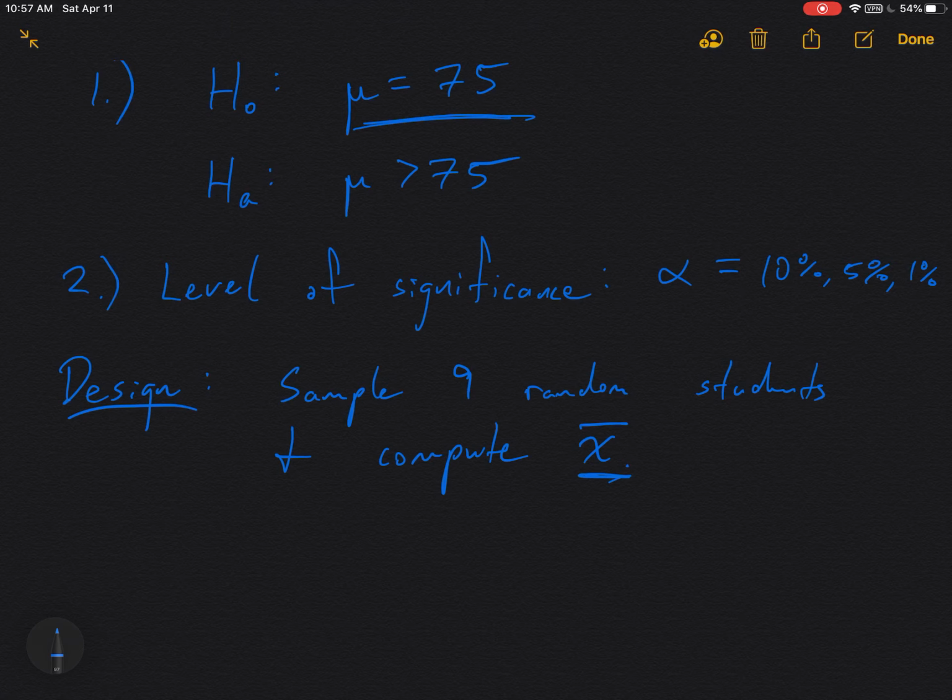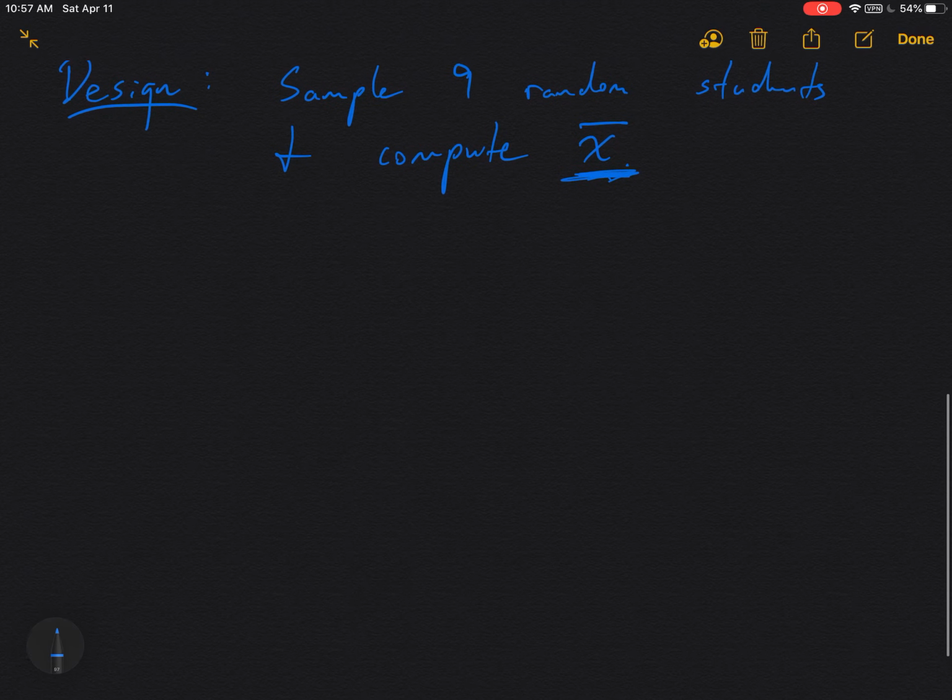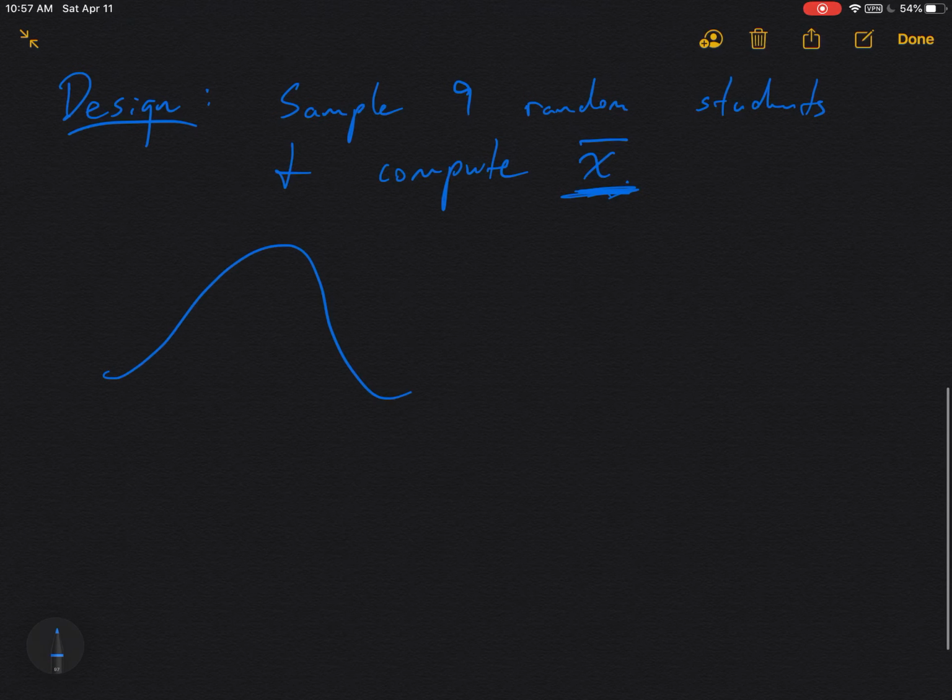And then we want to compare this X bar value to the claimed mean. So the teacher claims that the average should be 75. We would expect X bar to also be close to 75 if the teacher's telling the truth. Okay, so here's sort of the picture that we're going to be going with. The teacher has claimed that the mean is 75. We also know that whenever you select some number of random students and compute X bar, the distribution of X bar is going to be normal. So the picture that I've drawn is the distribution for X bar that we would expect.